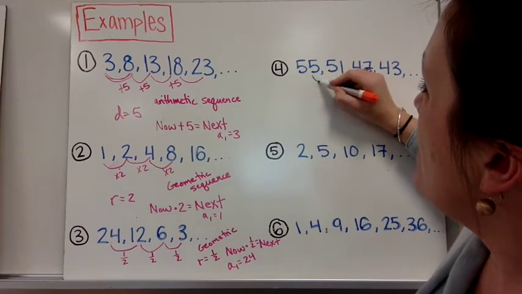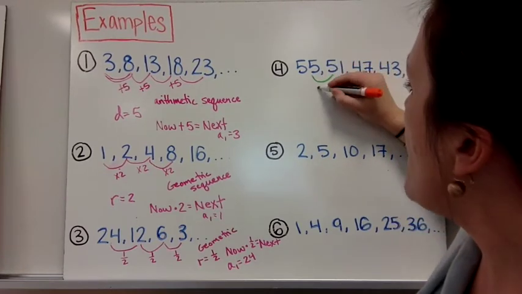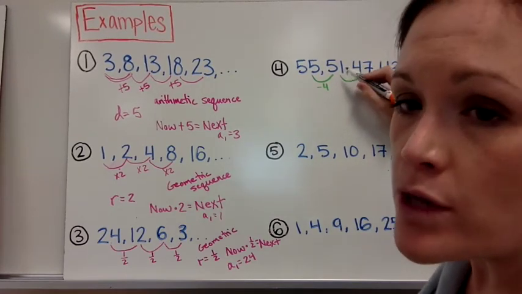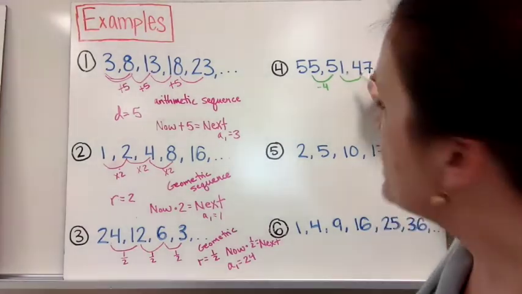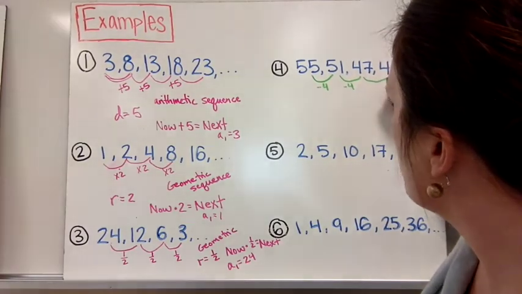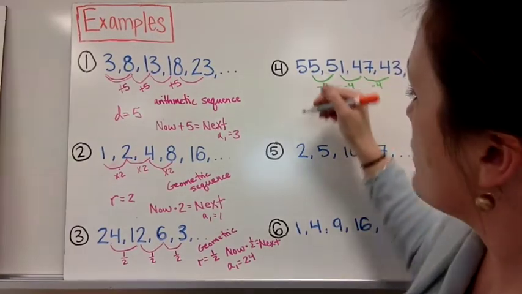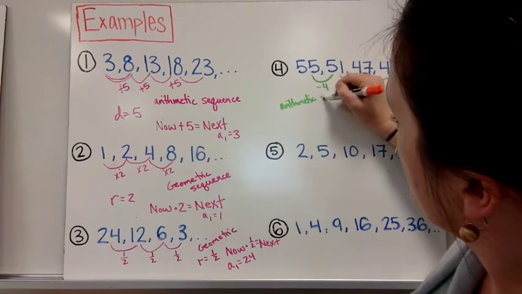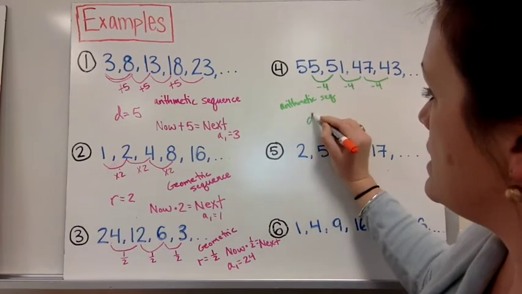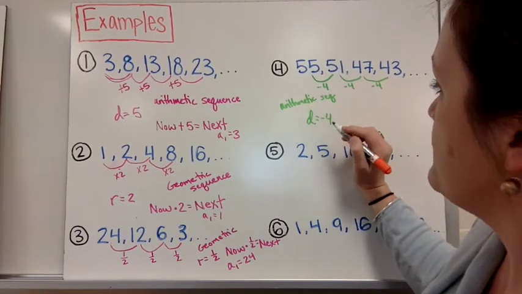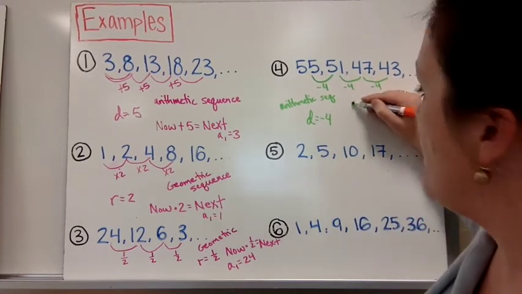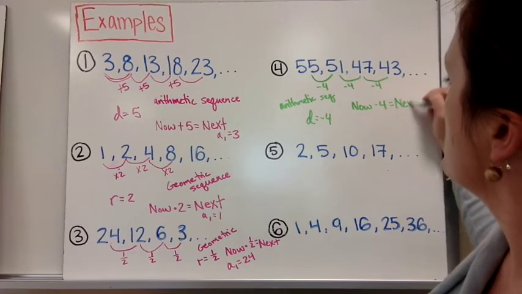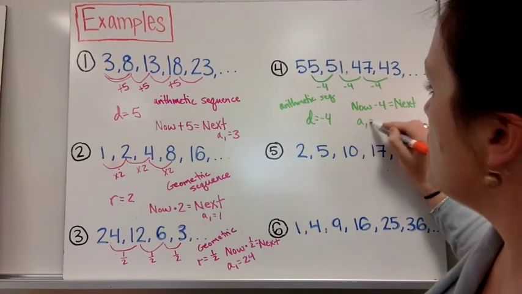These numbers would not be kind if we divided. Let's say 55 to 51, we could subtract 4. Can we subtract 4 to go from 51 to 47? Yes, that would work. And then 47 to 43, you could also subtract 4. So this one would be an arithmetic sequence. Your common difference would be d equals -4. And we could say that now minus 4 equals next. And a sub 1 would equal 55.